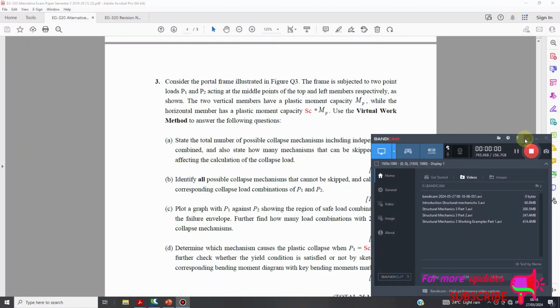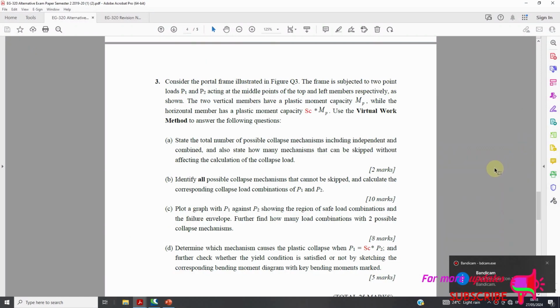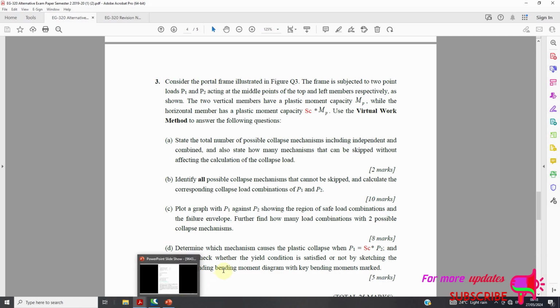Welcome. This is part 5 of Structural Mechanics 3, where we are going to do another set of worked examples.